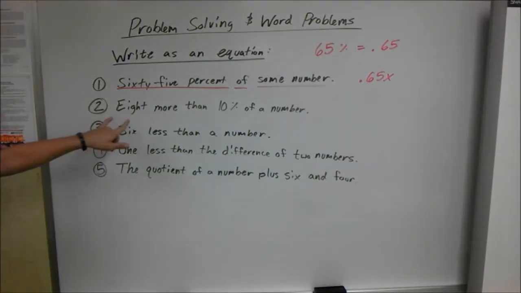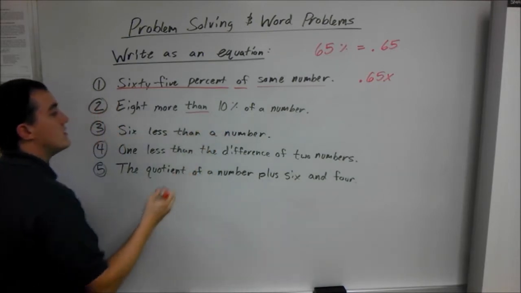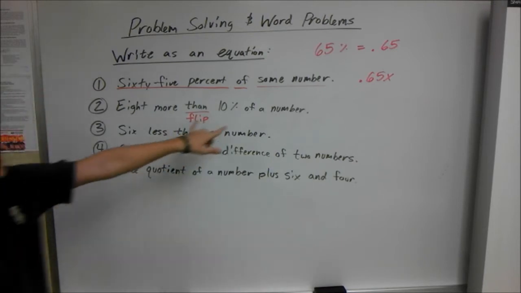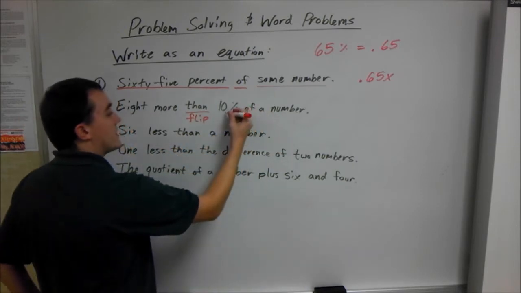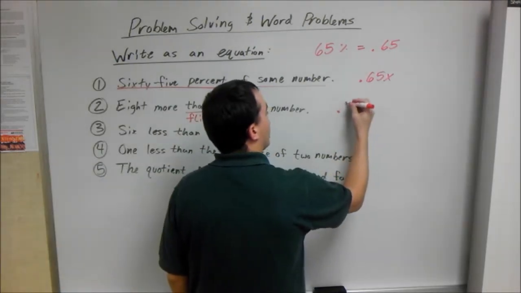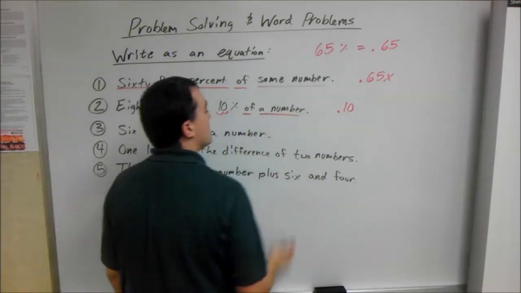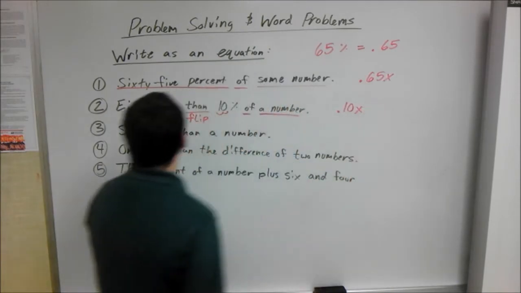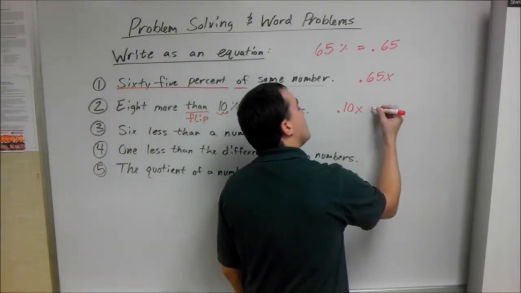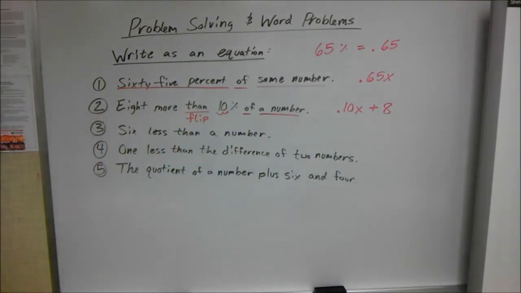8 more than 10% of a number. Whenever we see the word than, that's going to flip our equation around. So we flip whenever it says than. So this is going to come first: 10% of a number. Well, 10% as a decimal is going to be 0.1, so we get 0.10 or 0.1. Either way is fine. Of a number, of means times, so times a number, we could say times x. And we're adding 8 to that because it's 8 more than. So 0.10 times x, so 0.10x plus 8 is what they want.